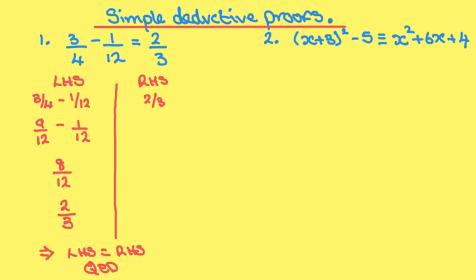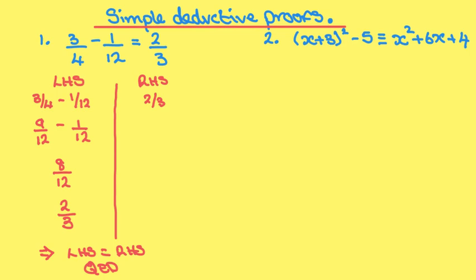So in question 2, (x + 3)² − 5 is equivalent to... so this new symbol, three lines, is very similar to the equal sign, but what this means is that for every value of x, the left-hand side is equivalent to the right-hand side. So if I put the value x equals 1, the left-hand side would equal the right-hand side. If I put 1,000,000, the left-hand side would equal the right-hand side.